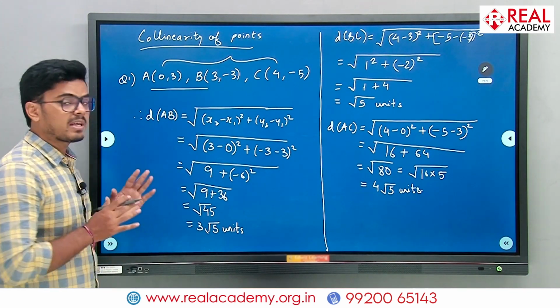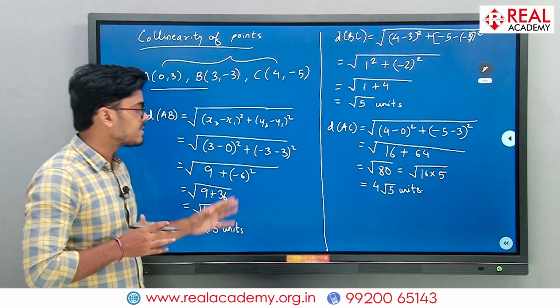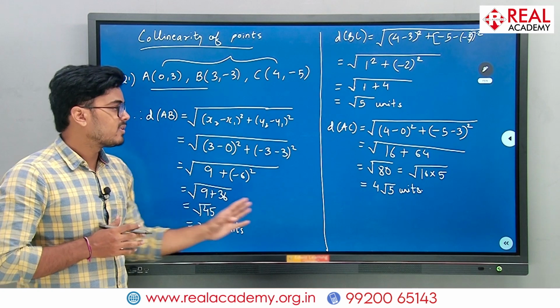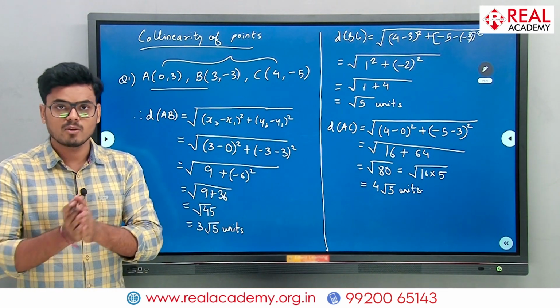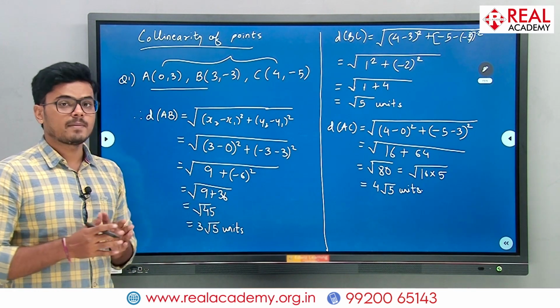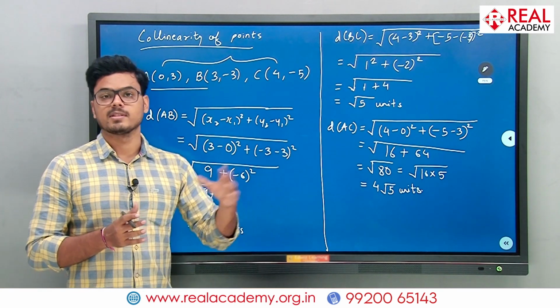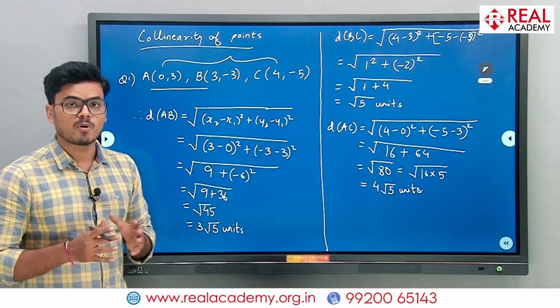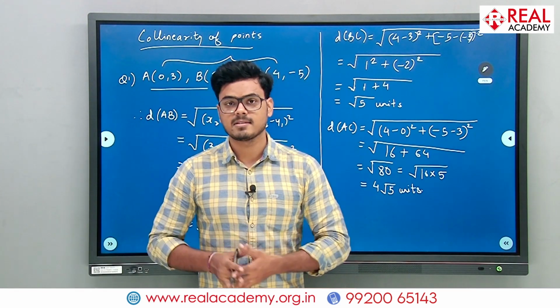Okay, so that is how we can prove collinearity of points using the distance formula. If out of the 3 distances, the biggest distance is not equal to the addition of the other 2 distances, then the points are not collinear. So that's why we can use this to find the collinearity of any given points. So this is what the distance formula is all about. There are many more applications. We will discuss them in the lectures. Thank you everyone.